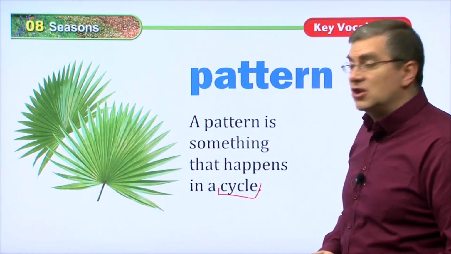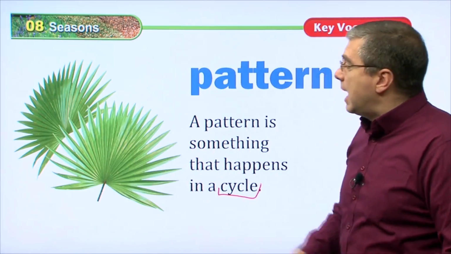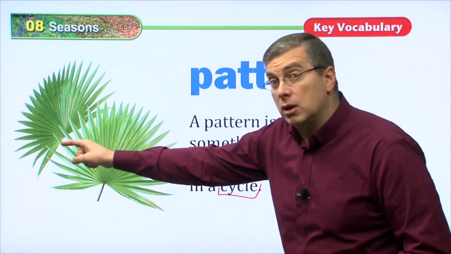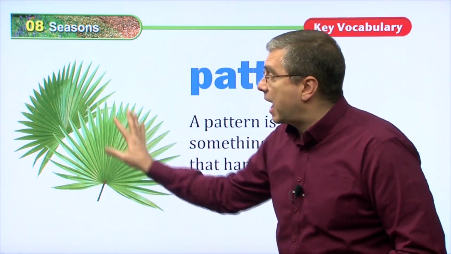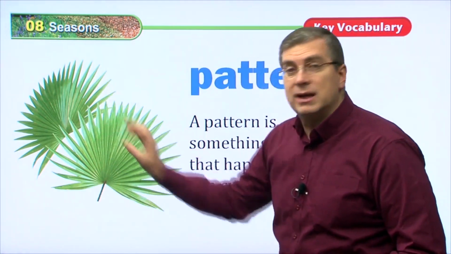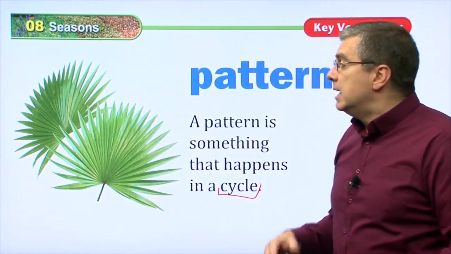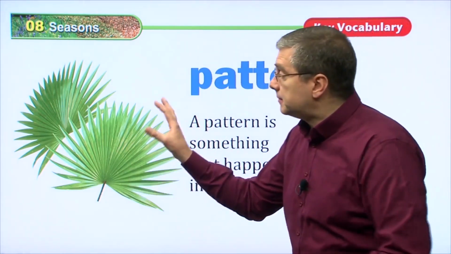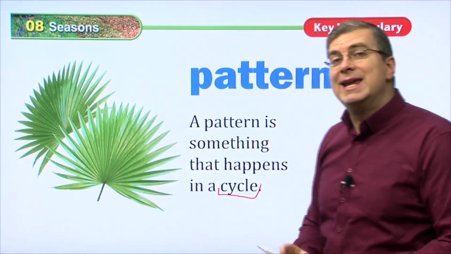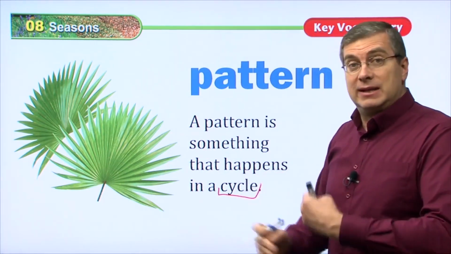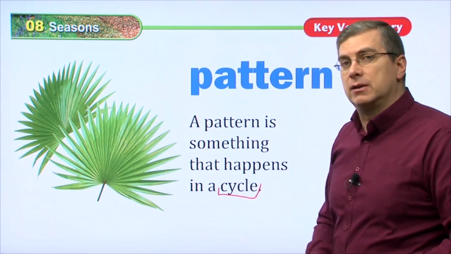Also, we can take a look at shapes like these leaves here, and we can see that there's a pattern. Because this leaf is similar to this leaf, they have the same pattern. And we could say that these leaves grow in a very similar pattern, so that it's like a cycle. They will grow every year in the same pattern, in the same shape. And also, they keep doing it in a cycle. Okay, so that is a pattern.